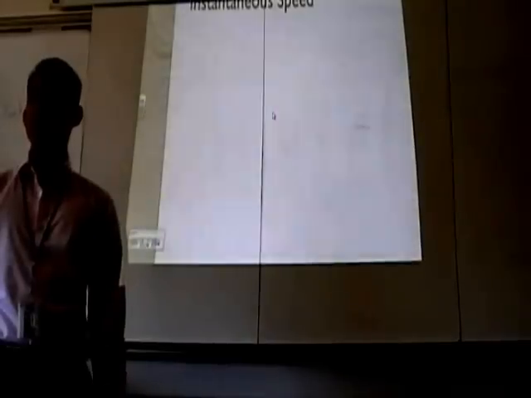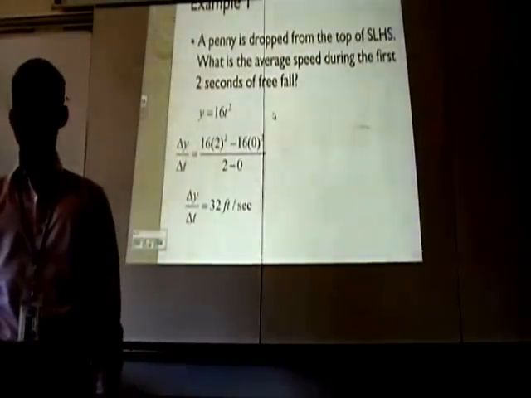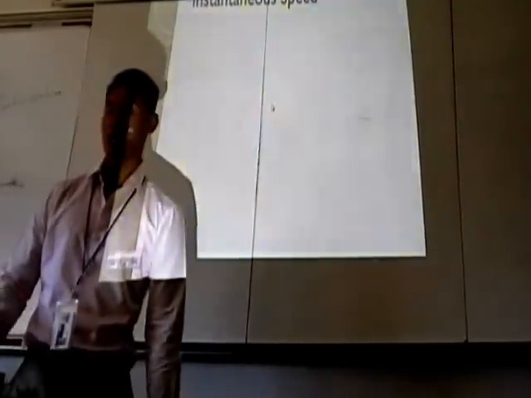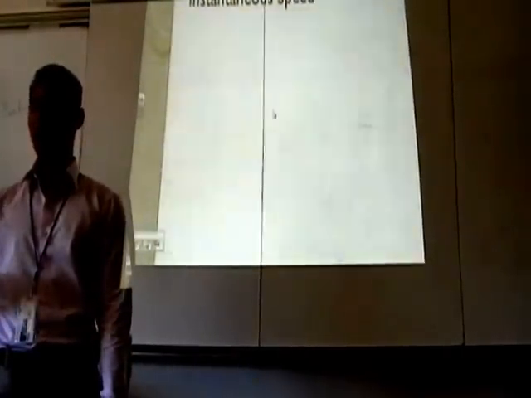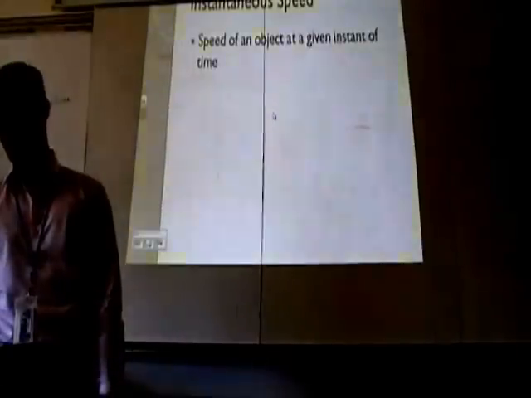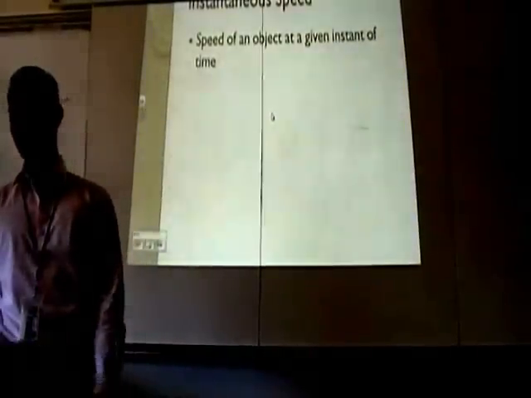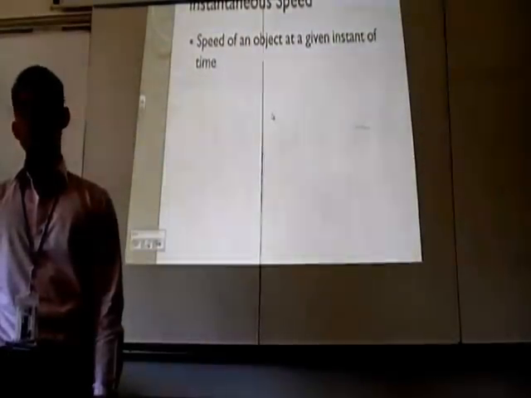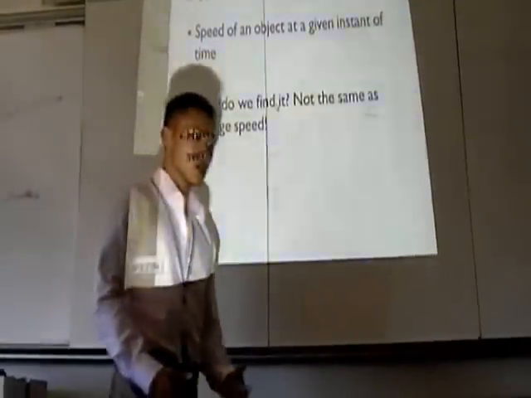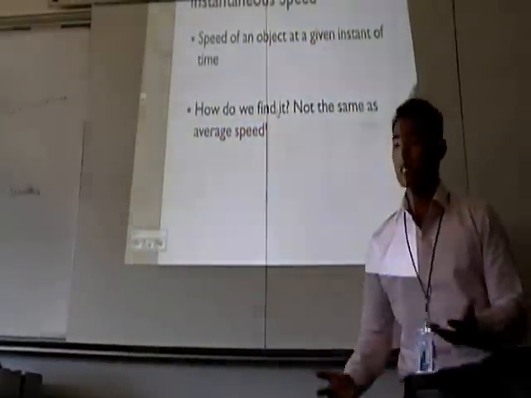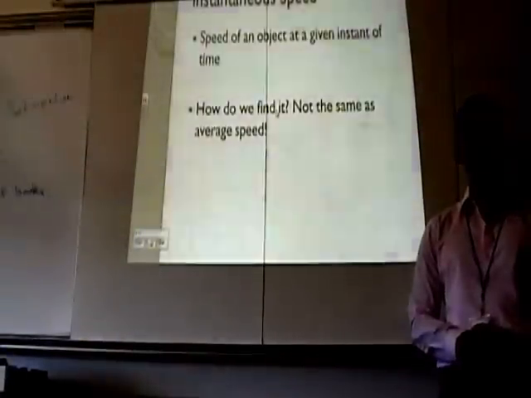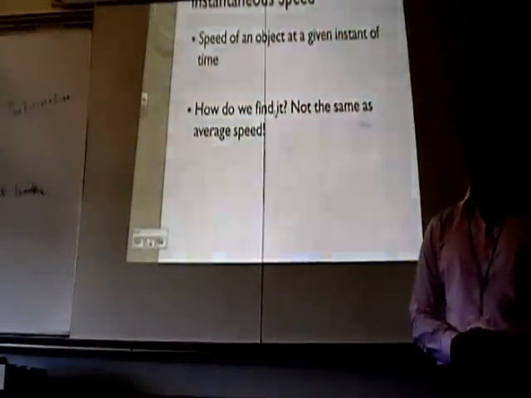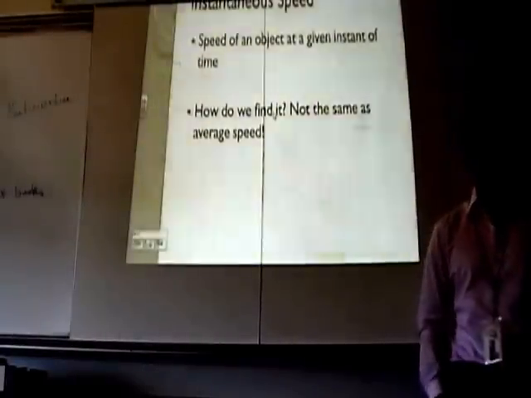Okay, now we're going to talk about instantaneous speed. This one we were talking about average speed. Average speed is the speed over a certain amount of time. Instantaneous speed is the speed of anything at that instant, at that moment. So, the speed of an object at any given instant of time. Instantaneous speed is not the same thing as average speed.